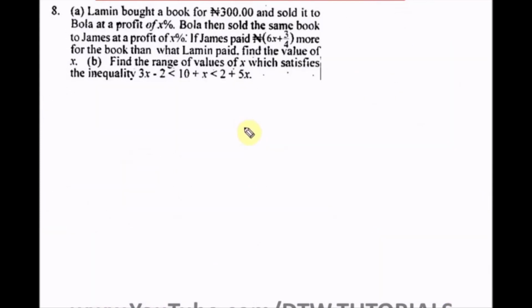Question 8A of the WAEC 2018 Mathematics theory question. It says Lamin bought a book for 300 naira and sold it to Bola at a profit of X%. Bola then sold the same book to James at a profit of X%. If James paid this more for the book than what Lamin paid, that's the first person who bought the book, find the value of X.